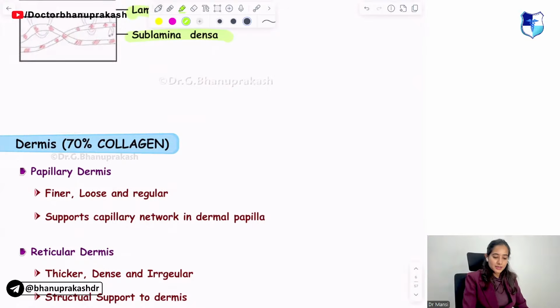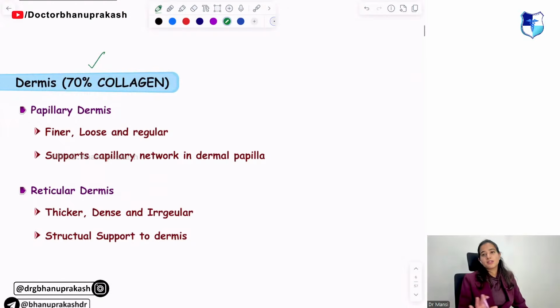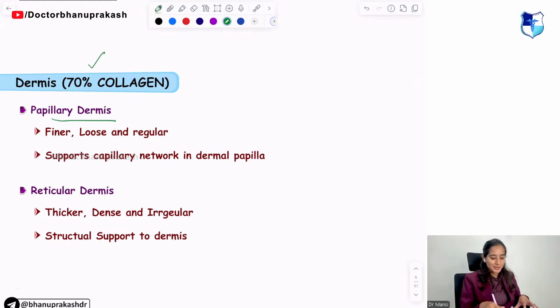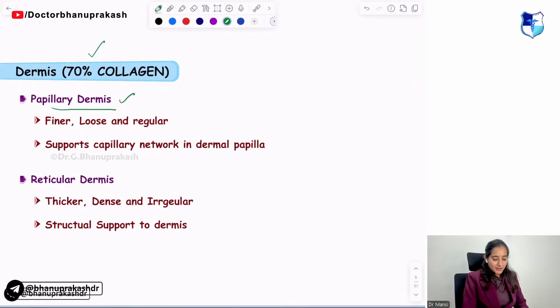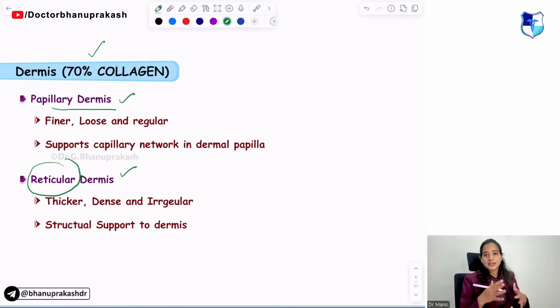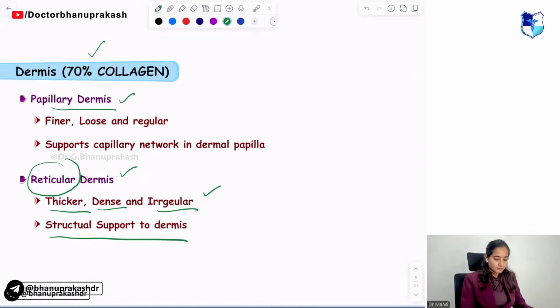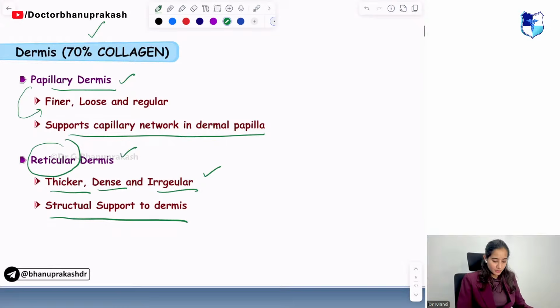Then we have the last skin layer, which is your dermis, made up of 70% collagen, which is very, very important for our skin. Papillary dermis and reticular dermis are not from the exam point of view, nobody is going to ask you this basic thing, but more of the pathology. We have two types of dermis. Reticular itself means web-like connections. So it is thicker, dense, and has irregular margins. It gives structural support to your dermis. Then papillary is finer, loose and regular, and it supports the capillary network and dermal papilla.